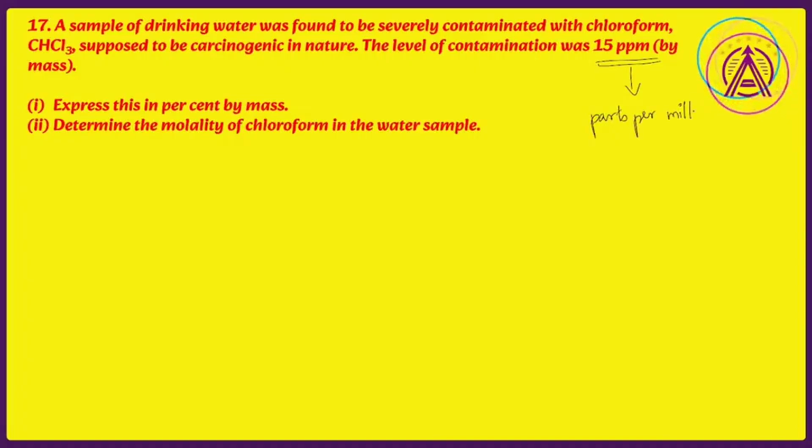Okay, so what does it signify? Whatever solute that you have is in a very small quantity when compared to a large amount of solvent. So in a million parts, or in 1 million by mass in this question, a million kg of that water will have 15 kg of your particular contaminant. 15 ppm, you have to express it in terms of mass. And the second question that they have asked you is determine the molality of chloroform in water.